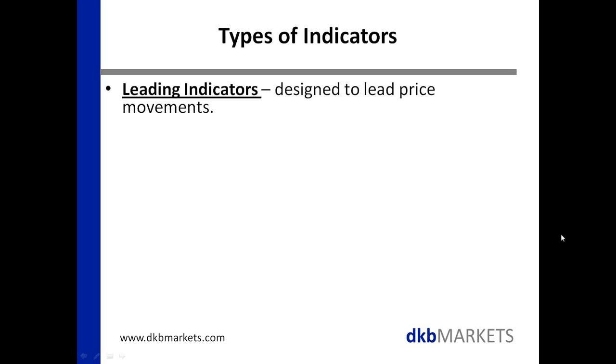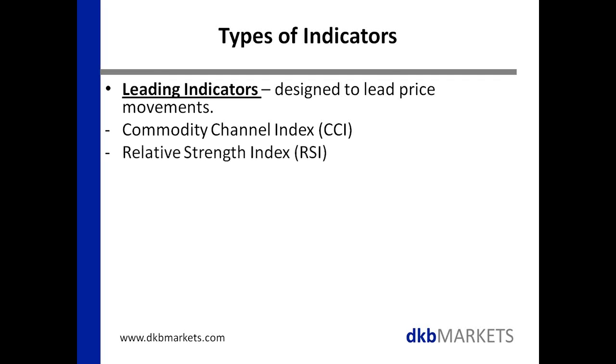Although they're leading indicators, they might give you an idea where the market is going, but again, remember there's no guarantee. Some examples of leading indicators are the Commodity Channel Index, commonly called the CCI indicator, which is a good leading indicator; the Relative Strength Index, or RSI; and the Williams Percentage R.